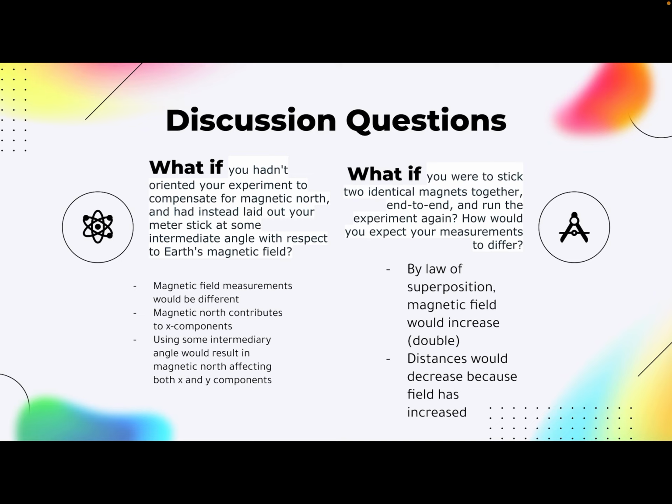So what happens if we stick two identical magnets together? Then, by the laws of superposition, our magnetic field would increase. More specifically, it should double in magnitude if we have two of the same identical magnets. The direction, however, will remain the same, but the distance measured should decrease due to the increase in field.